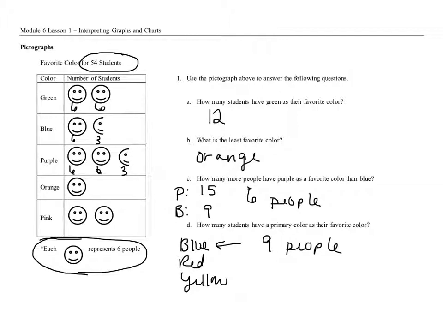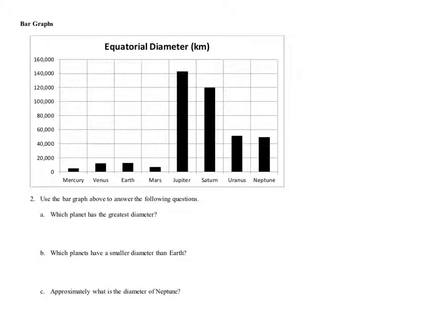Okay. Next slide. So this is a bar graph, and so let's take a look at it. It talks about the equator diameter of the various planets. The diameter is measured in kilometers. So which planet has the greatest diameter? Well, that would be Jupiter, because he's the highest. And you're thinking, wow, this is so much easier than the stuff that we've been doing, right?